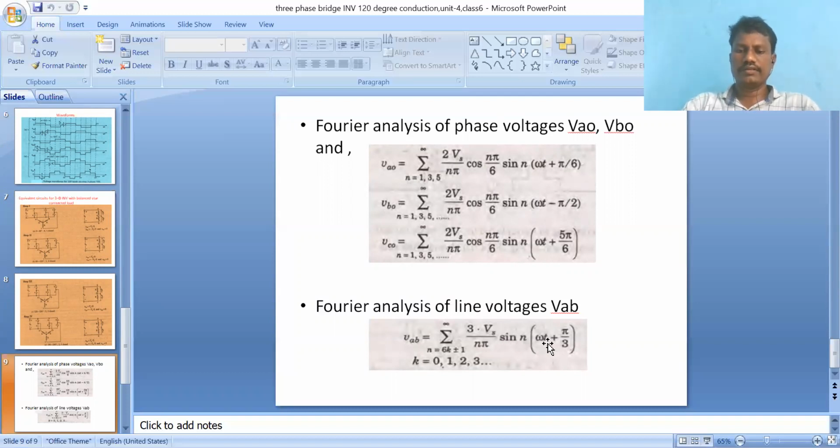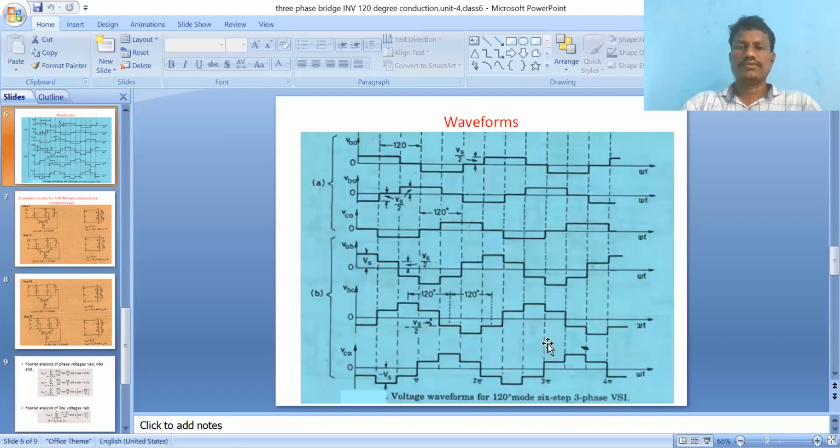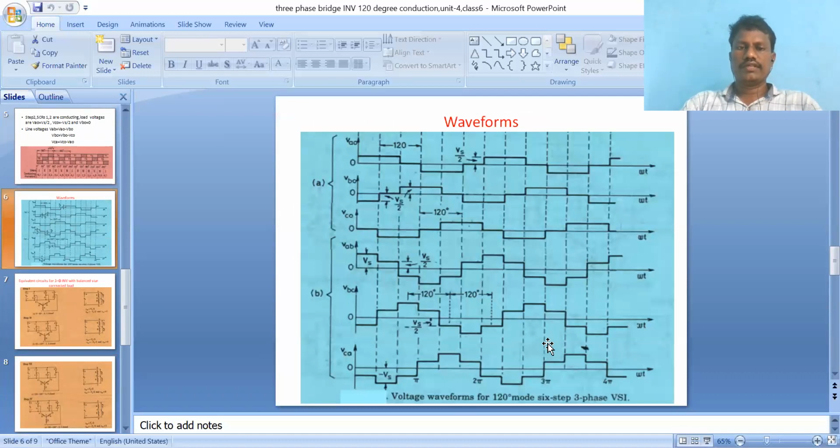So like that we get the output voltages, that is, phase voltages and line voltages. These are the waveforms we get as phase voltages, and these three are the line voltages. So that is the operation of the three phase bridge inverter in 120 degree conduction mode.